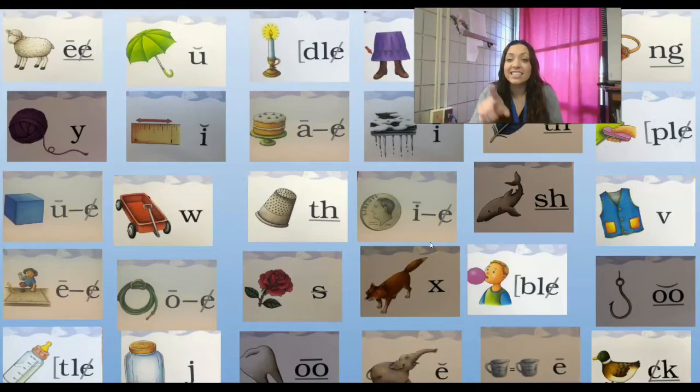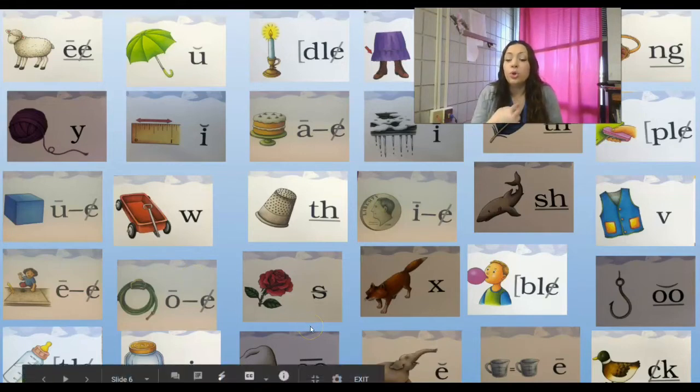Fox, X. We have bubble, bull. Final syllable BLE. Hook, digraph OO. Bottle, tool. Final syllable TLE. Jar, J. Tooth, oo. Digraph OO. Elephant, E. Equal, E. Duck, K. Digraph CK. Very good.